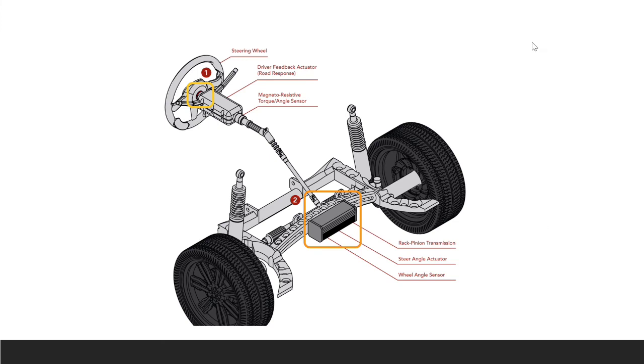In this schematic diagram, every component discussed before is arranged in a schematic manner. If you see, there is a part marked as number 2, which is the rack pinion transmission, steer angle actuator, and wheel angle sensor. So these units are placed in the rack pinion. So this is rack assisted electric power steering.